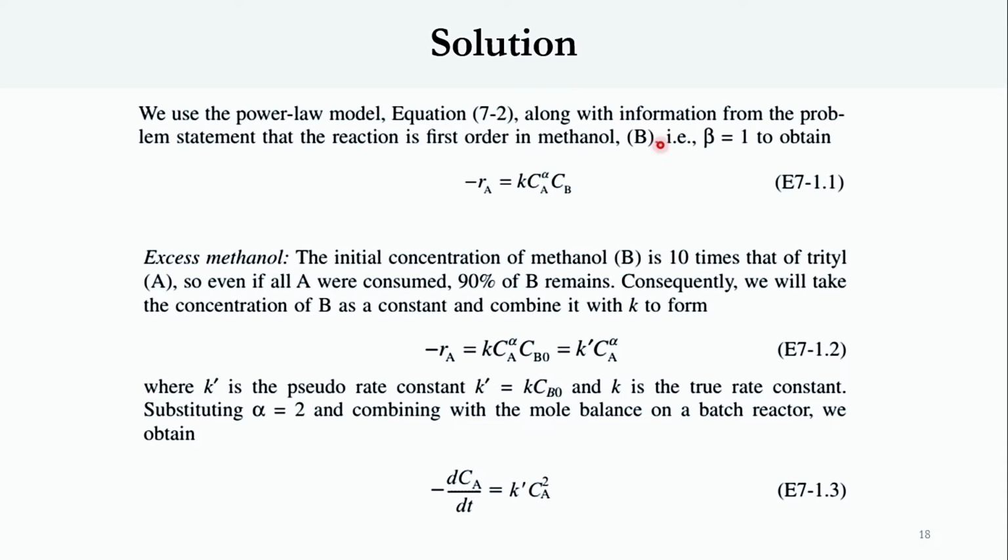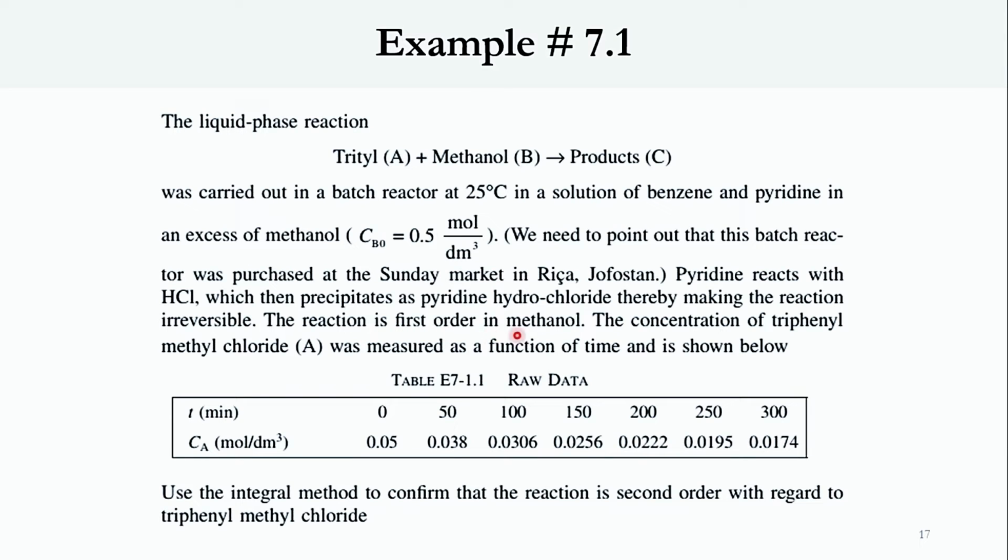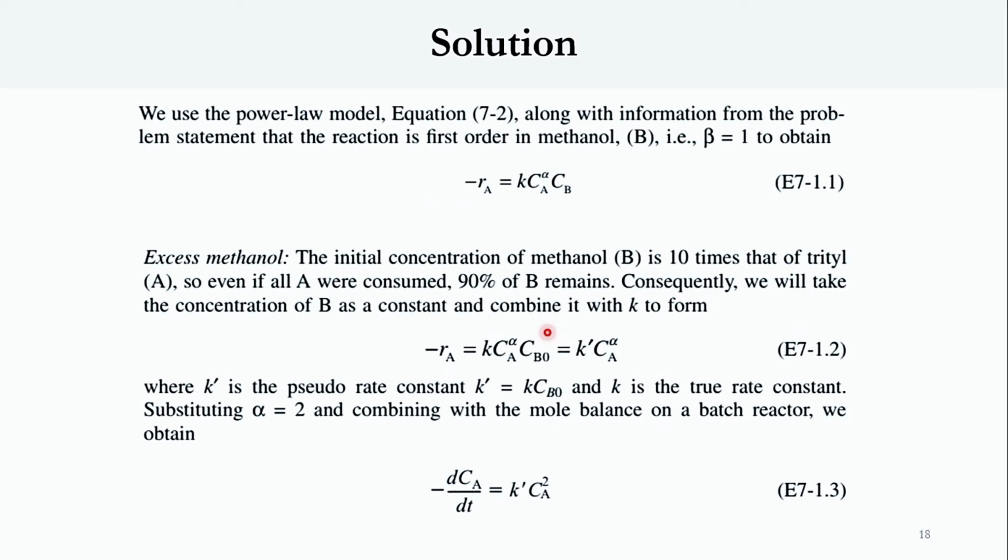So going to the solution, if we assume that this model is following the power law and we say that beta is 1, as it has been said that the reaction is first order in methanol. So accordingly, this equation will become minus Ra is equal to K Ca raised to power alpha Cb raised to power beta, but beta is 1. So obviously Cb raised to power 1. Now we have been told that methanol is in excess, which means that Cb naught is approximately equal to Cb.